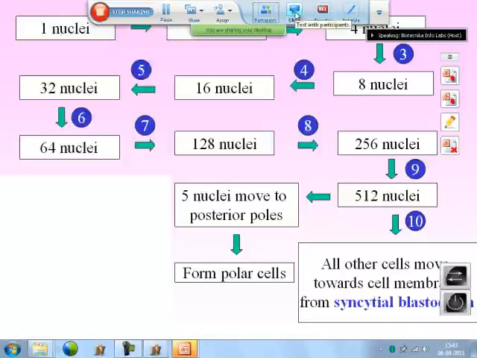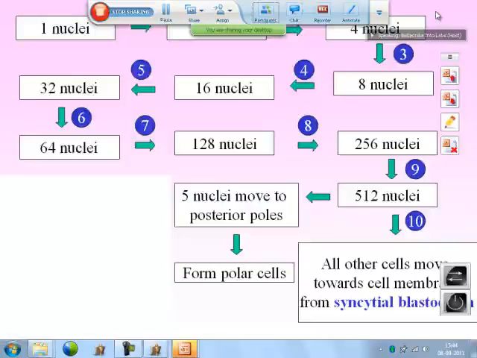So what I am saying is that the 5 nuclei migrate to some area that will form the posterior pole. The 507 nuclei which are there in the cytoplasm, what will they undergo? They will undergo the 10th cleavage, and they will form some nuclei, right? After that, the 507 nuclei will undergo division.